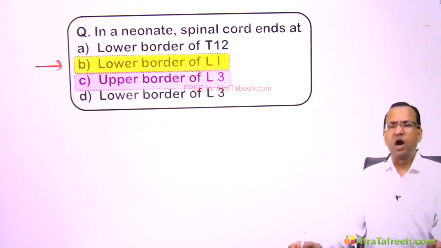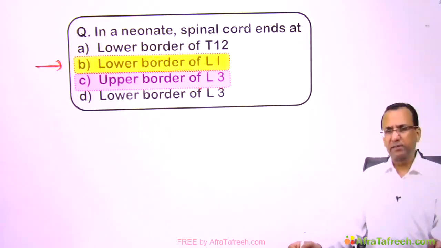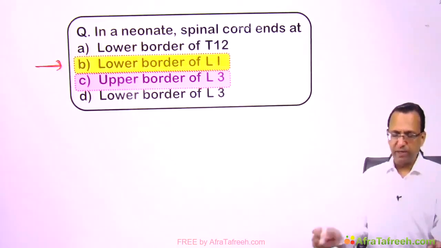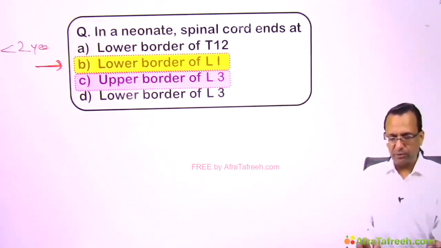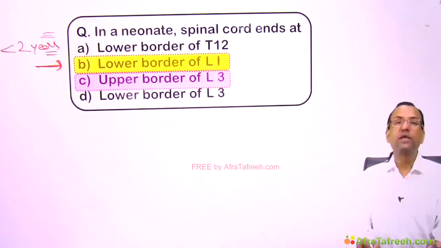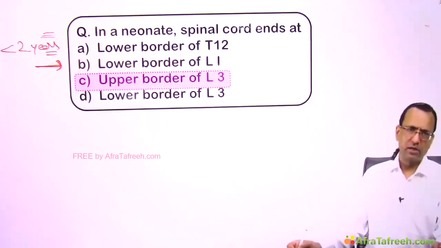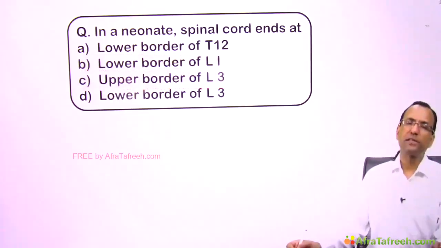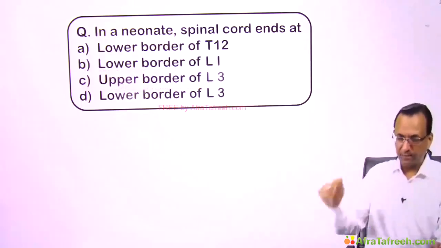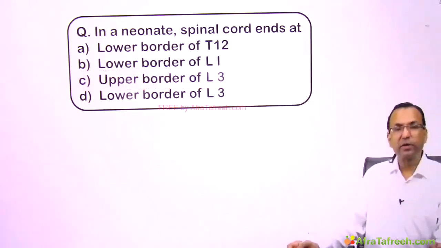So how much time does it take to reach that level after birth? According to Gray's Anatomy, it will happen in less than 2 years of age after birth. So within 2 years of age, the adult level will be achieved, which is the lower border of L1 vertebra. But this question was asking about a neonate, so it is at birth. So the answer should remain the upper border of L3 vertebra.